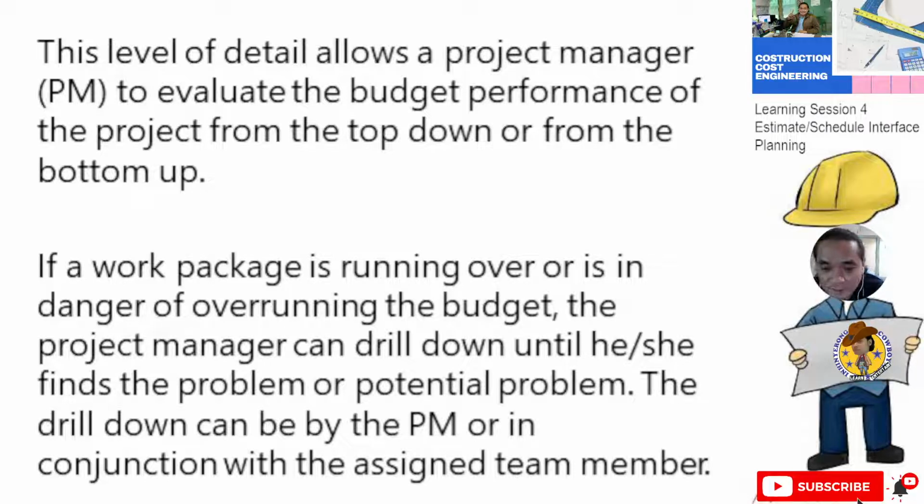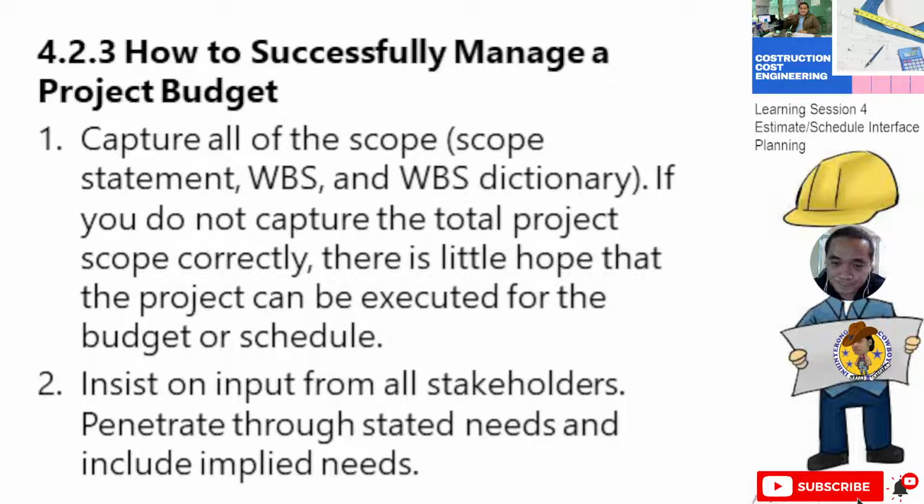Okay, so if a work package is running over or is in danger of overrunning the budget, the project manager can drill down until he or she finds the problem or potential problem. The drill down can be by the PM or the project manager or in conjunction with the assigned team member. Okay, so the next one is how to successfully manage a project budget.